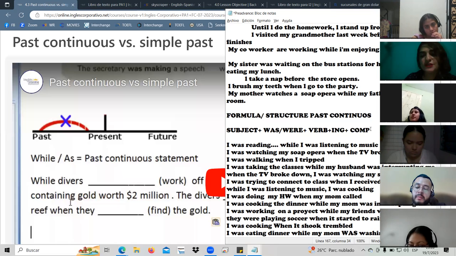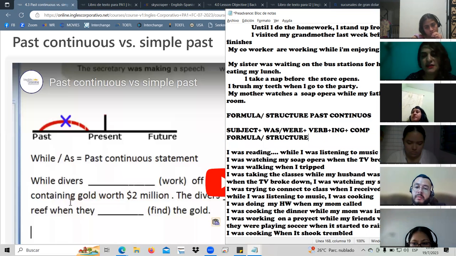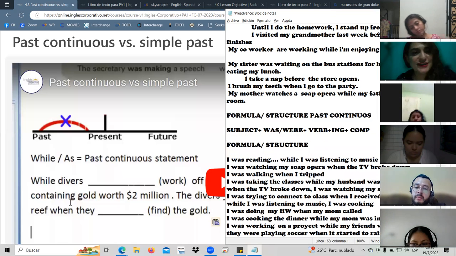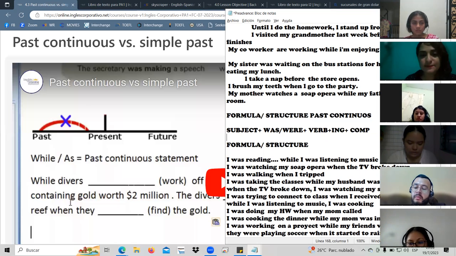So what's the structure for simple past? A lot easier, right? We just need to know the verbs. Okay, how many verbs have you learned? ¿Qué tantos verbos se han aprendido? How have you learned?